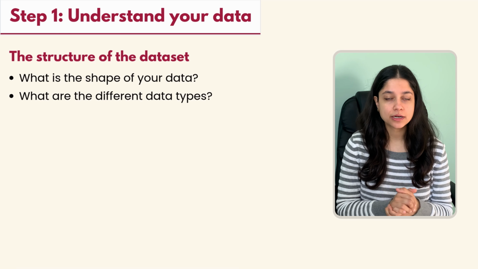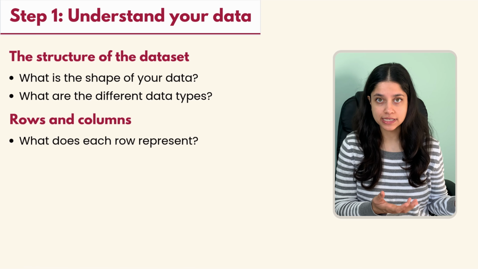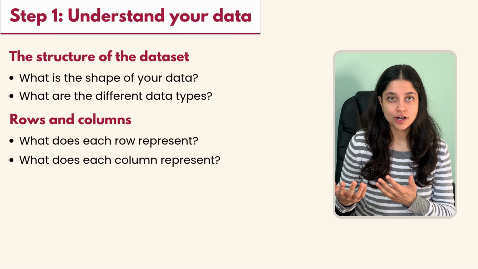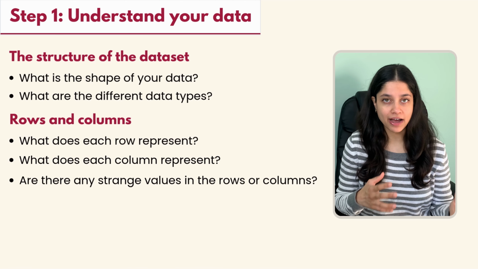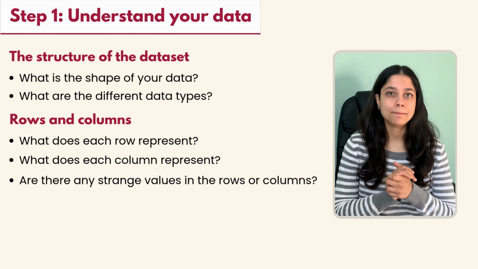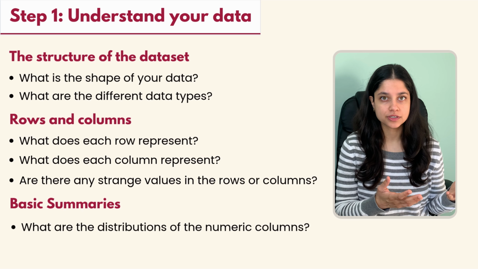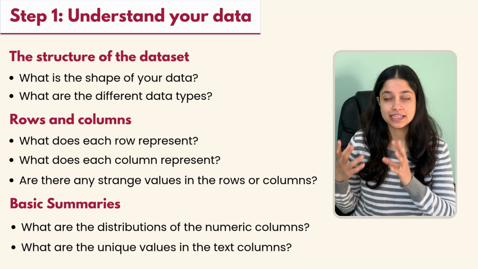Then you can start to understand more about the rows and the columns in the data set. Like, what does each row represent? What does each column represent? Are there any missing or strange values in any of the rows or the columns? And finally, you can get some basic summaries, like what are the distributions of the numeric variables? What are the unique values in the text columns?